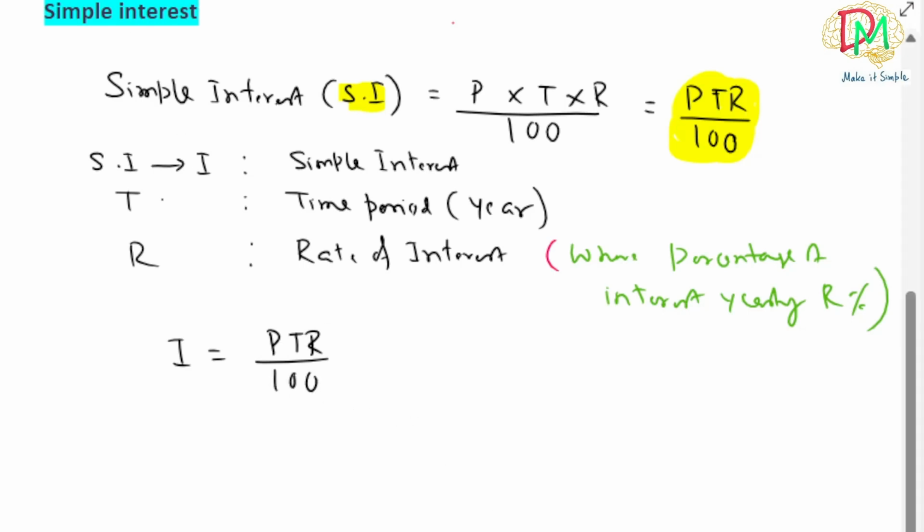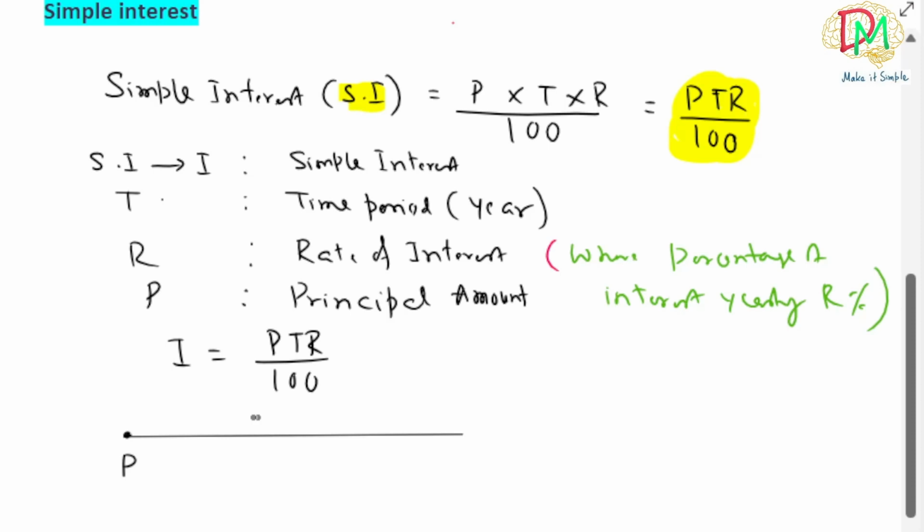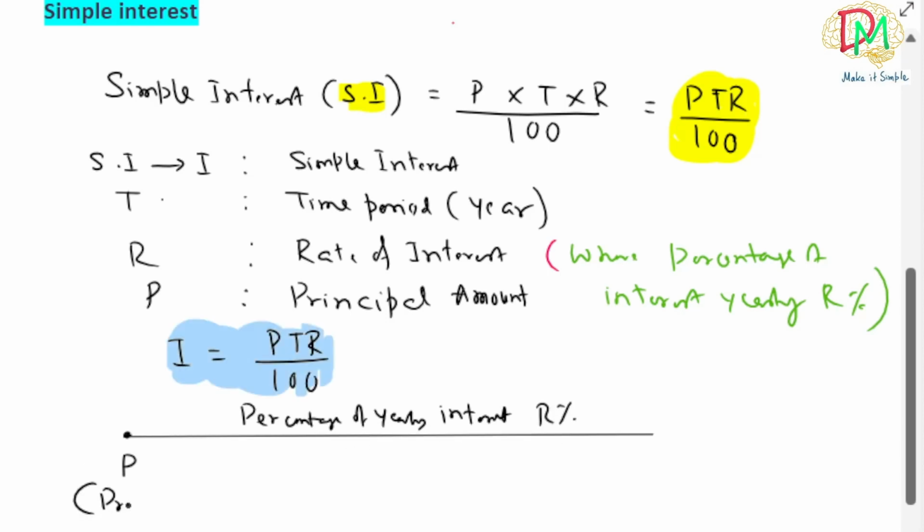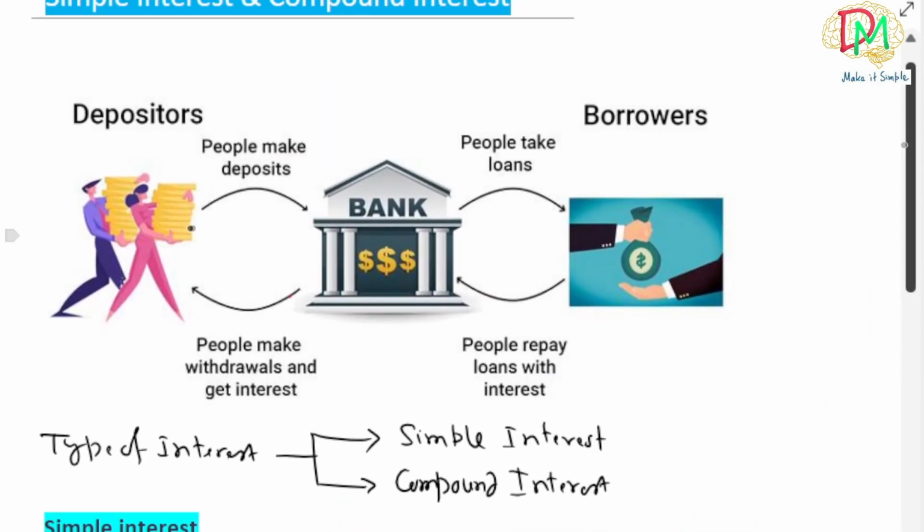Here also you write the P is the principal amount, and rate of interest is yearly interest R%. For example, look at this picture. The depositor deposits the principal amount to the bank and they get interest, for example R% yearly.